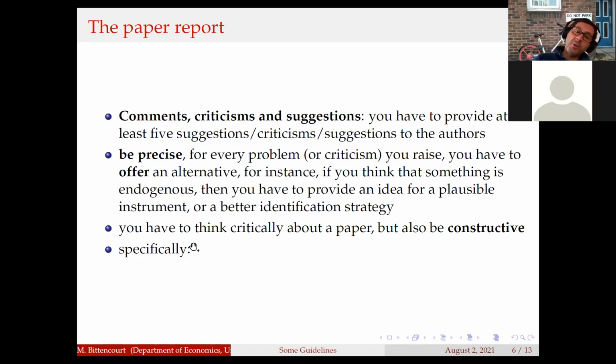You have to think critically about a paper, but also be constructive, right? We are not members of the EFF, okay? We have to be constructive. We always in science have to be constructive. EFF people, they don't have to be constructive because they are not doing science, okay? It's fine, they are doing what they do, but we have to do what we do. We have to be constructive.